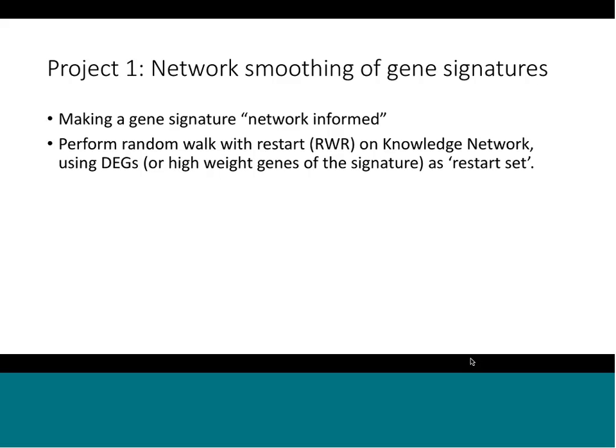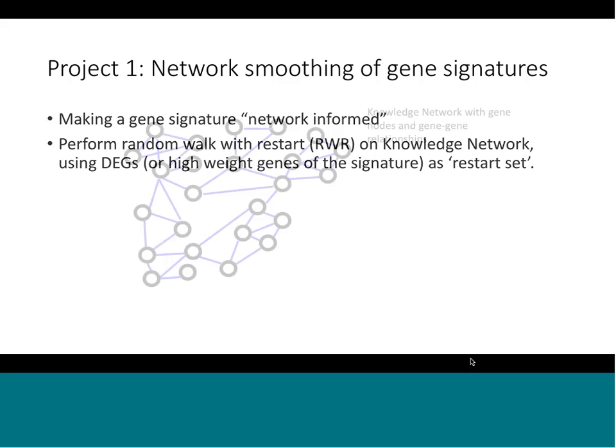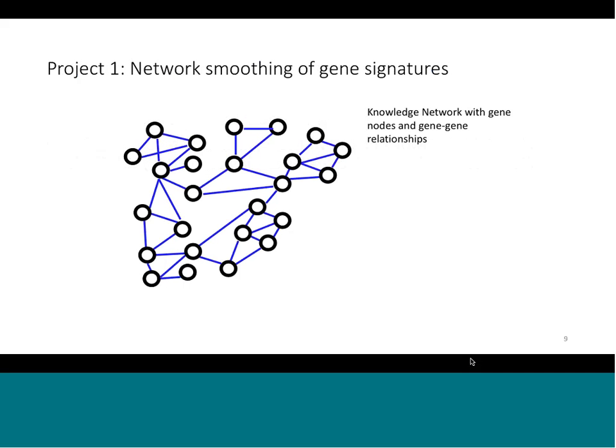So what we do here is you have a gene signature in the form of a set of genes. You perform a random walk with restarts, or RWR, on the knowledge network. Again, the knowledge network will include all these property nodes that represent gene annotations. You do a random walk with restart using these DEGs from that signature as a restart set. To illustrate this, so you have the knowledge network.